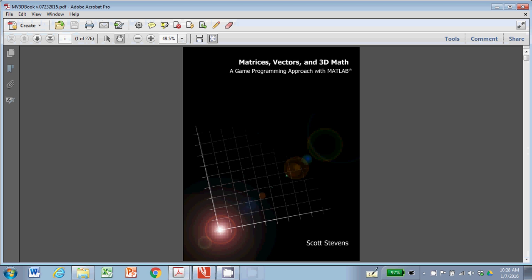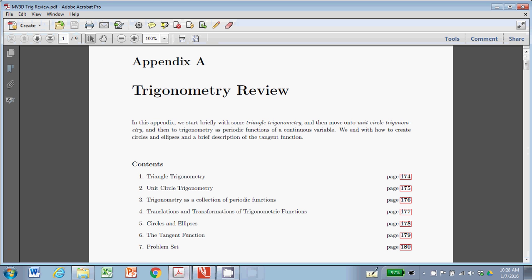Appendix A, the Trigonometry Review portion, has 6 parts and then a problem set. So we've done triangle trig, we've done unit circle trig, and we've considered trig as a collection of periodic functions. Now in this video, we're going to take those periodic functions, do some translations and transformations, and give them different shapes and periods and things like that. Alright, so part 4, here we go.